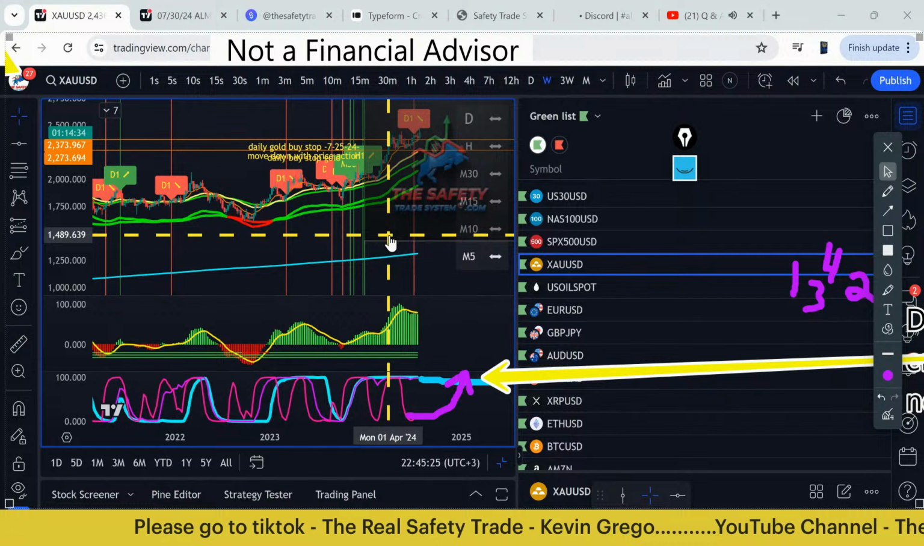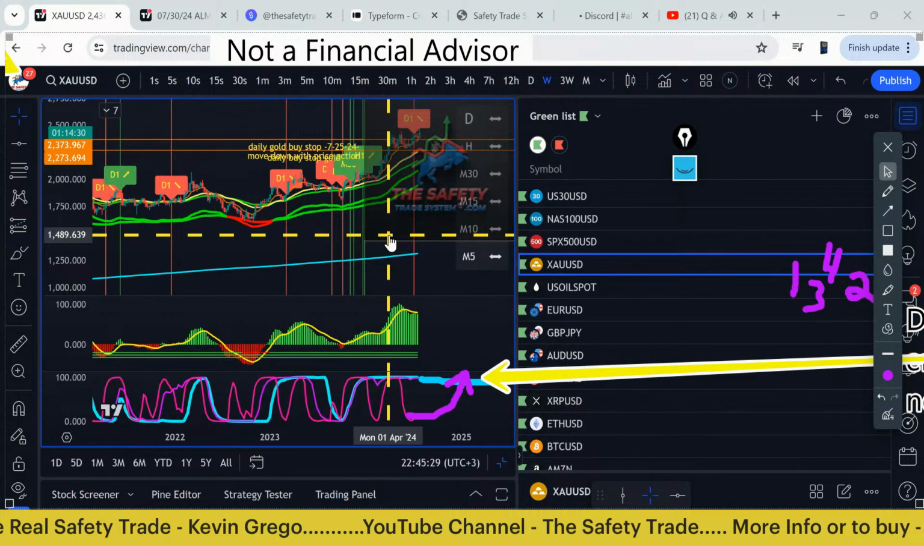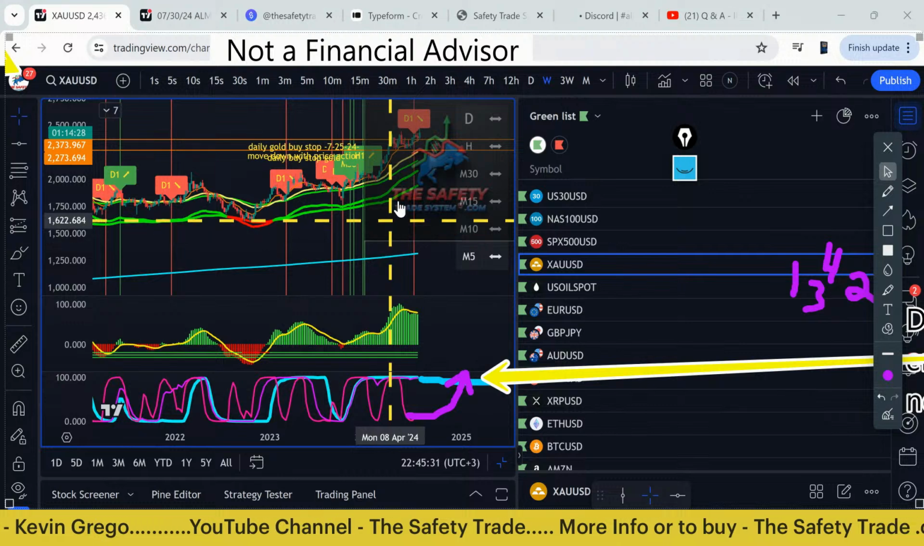Price action, the upper blue line below the bottom. Yeah, so that's how I'd use it.